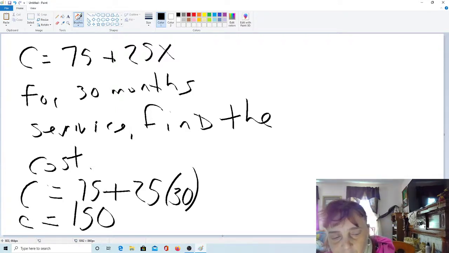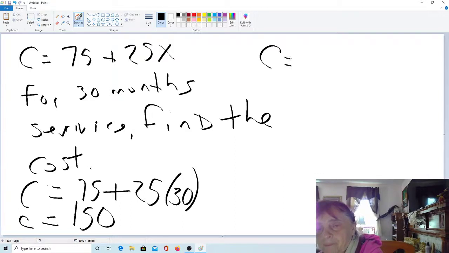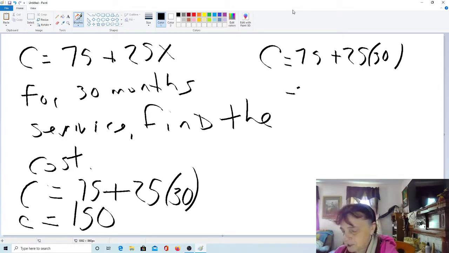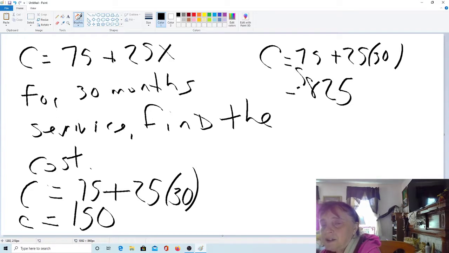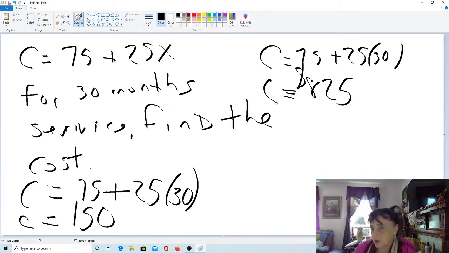But for 30 months, what would it be? 75 plus 25 times 30 is what? 25 times 30 plus 75, $825. Okay, so that's for 30 months, $825 for 2.5 years. And that will be how much a month? $27.50 a month.